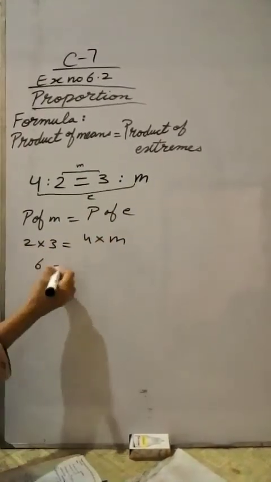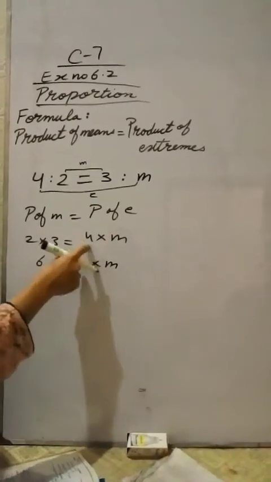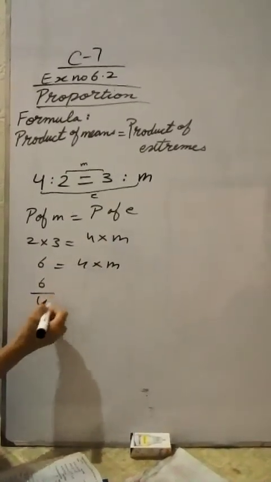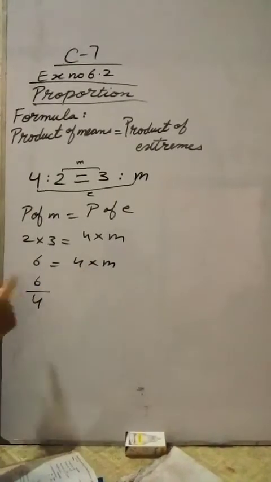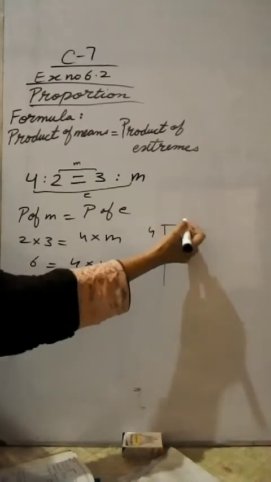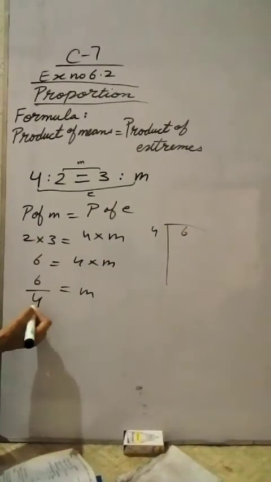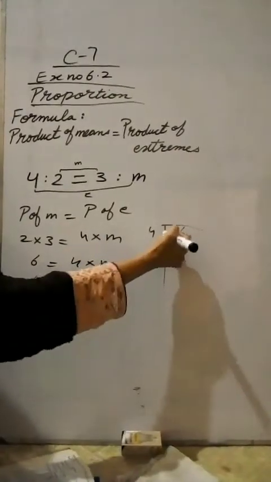2 times 3 is 6, and 4 multiplied by m. We need to find the value of m. So 4 will come to this side, so it will divide, because multiplication will convert into division. So you need to divide it. Let's see, we have to divide it. You can also cross-cancel this: 2 times 3 is 6 and 2 times 2 is 4. You can divide it, so we have to divide it.